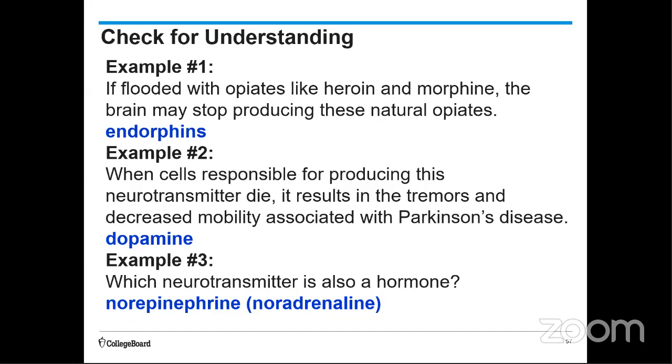So sometimes the problem with opiates and opiate addiction is that the brain gets so used to these synthetic opiates, the heroin and the morphine, that it stops producing its natural endorphins, which can lead to withdrawal and cravings. With number 2, dopamine in low levels is associated with the movement problems of Parkinson's disease. And you might remember also that excessive levels of dopamine are linked to positive symptoms in schizophrenia.